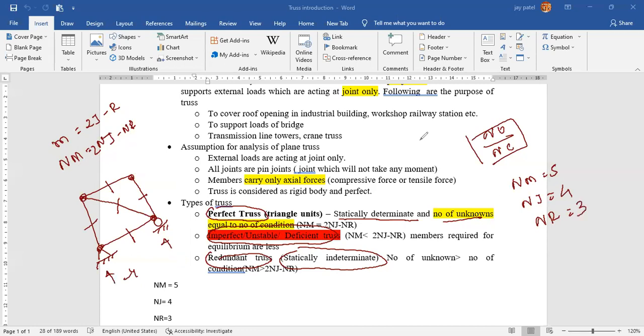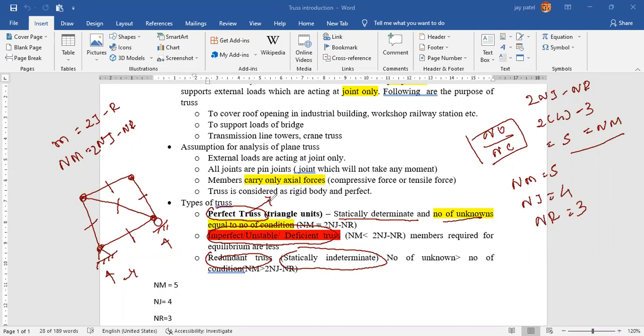Now, correlate this equation. Calculate 2NJ minus NR. What is 2 into NJ, 4, minus 3? You will get 8 minus 3, that is equal to 5. What is 5? 5 is nothing but the number of members. Everybody with me? If I provide such a geometry, is our condition fulfilled or not? Such a truss is known as a perfect truss. Now, in the exam, you need to give examples also: explain types of truss with example. Such a truss is a statically determinate truss. A perfect truss is always statically determinate.